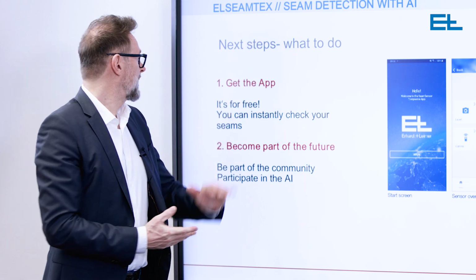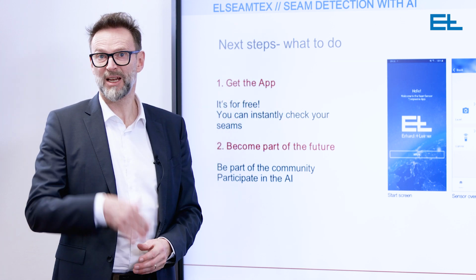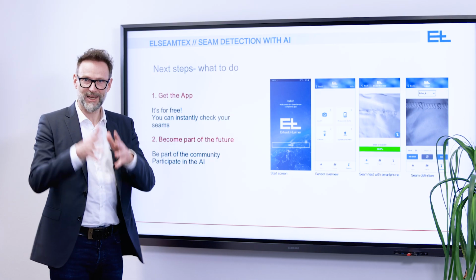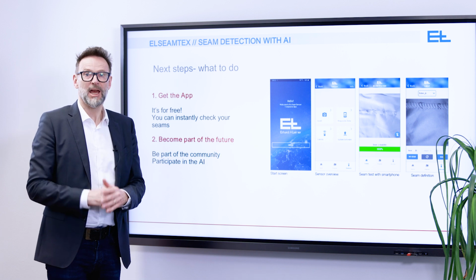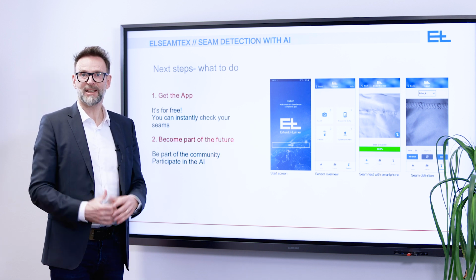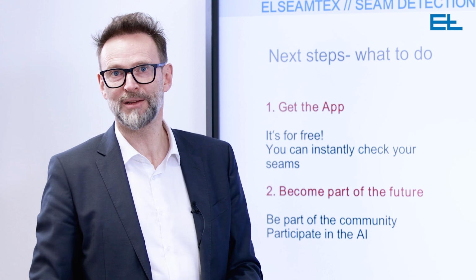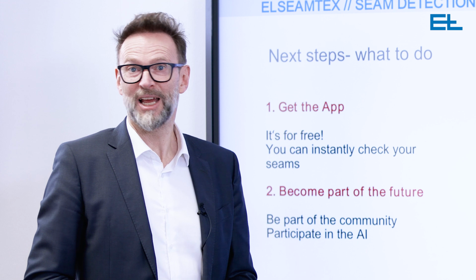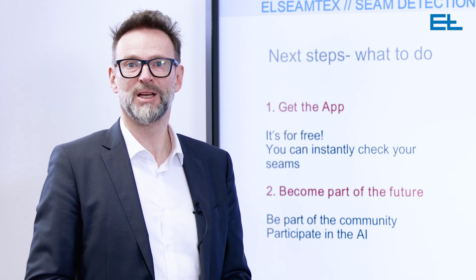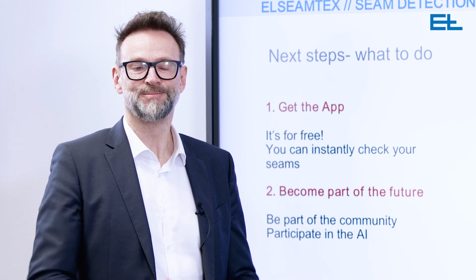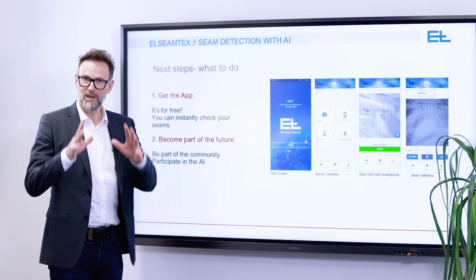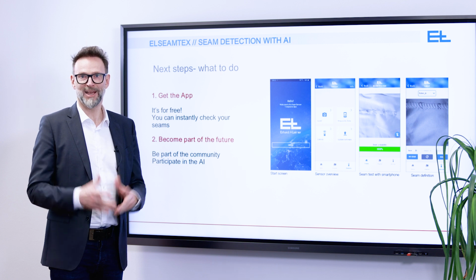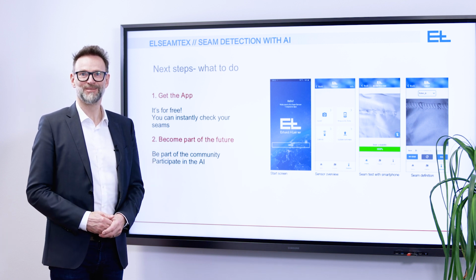This is how you can start. We have already an app which is available in the app stores, Apple or Android, whatever you need. You can get it right away. It's free of charge. And with that app, you can already detect yourself whether the artificial intelligence is already smart enough to detect your seam or not. And if not, you can start to become part of the community and also contribute with your seams into the pool of information that we are collecting at the moment to make our seam detector even smarter.